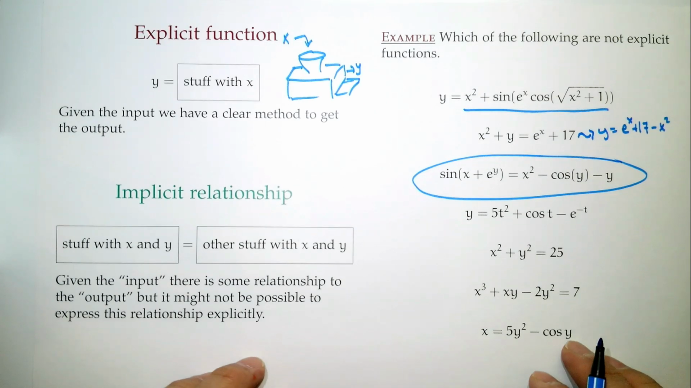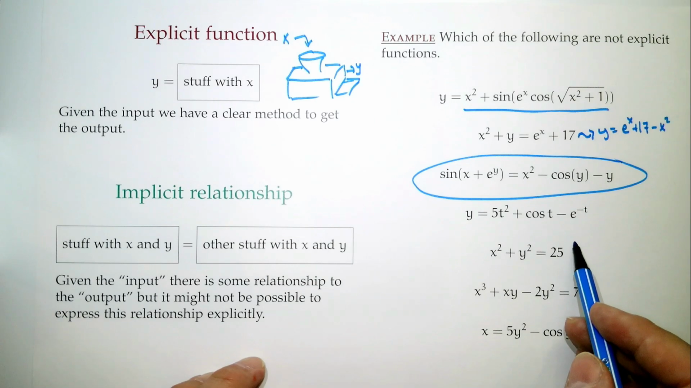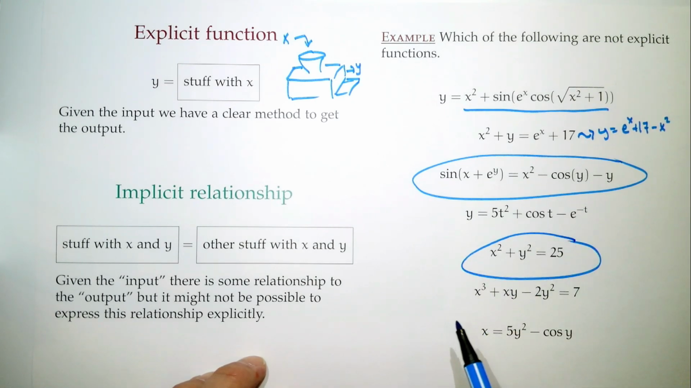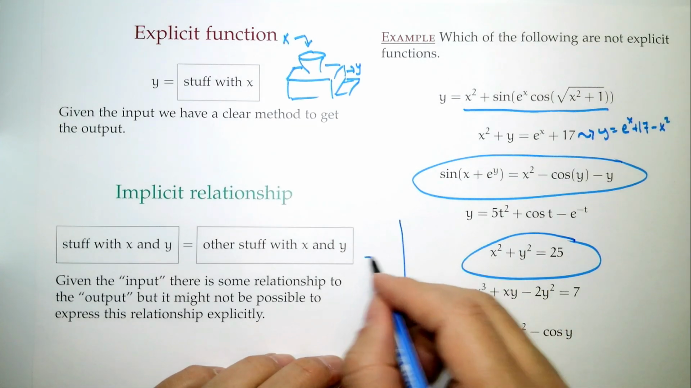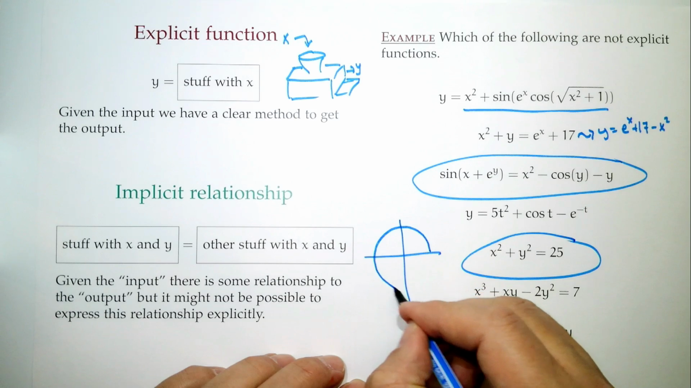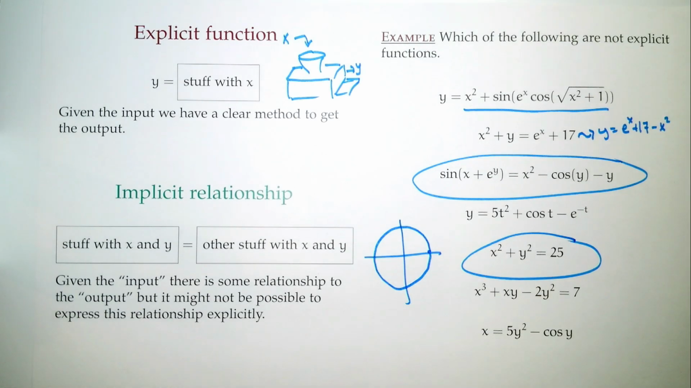Explicit or not explicit? This is not explicit. Now, let's actually talk about this, because x squared plus y squared equals 25. We actually know what this looks like. What is it? Yeah, it's a circle, right? If you draw it, it looks like a circle. Not a big surprise.